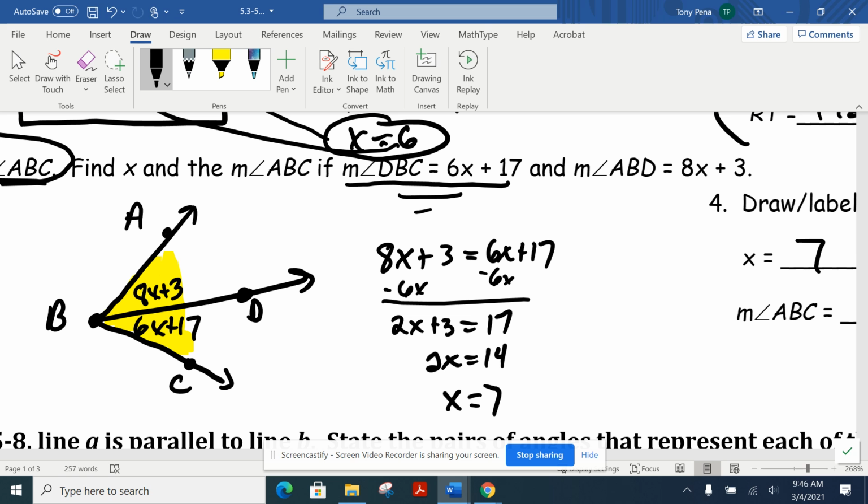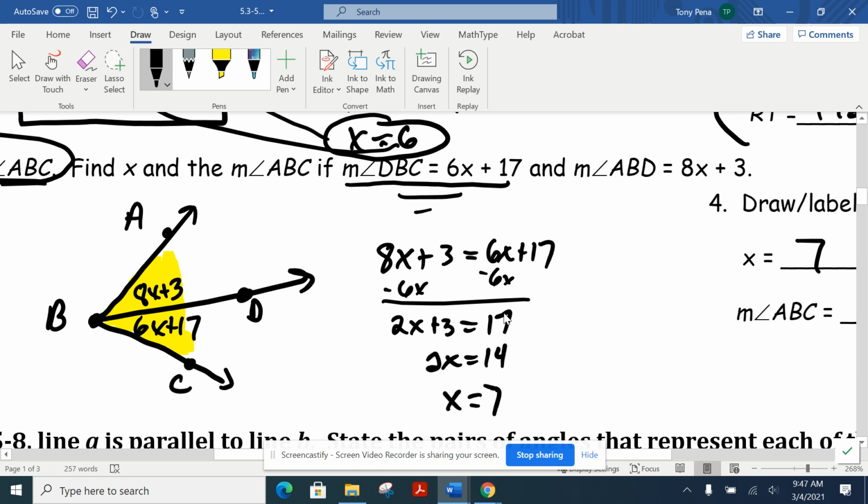And then answer the second part, just to make sure we understand what we need to do to get that one. So now the only other thing I want to identify is the measure of angle ABC. All right, ABC should be the big entire yellow shaded region, not each individual one.